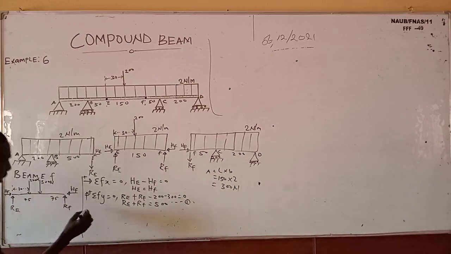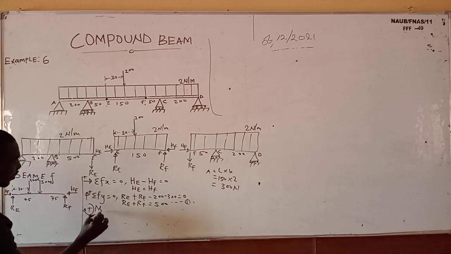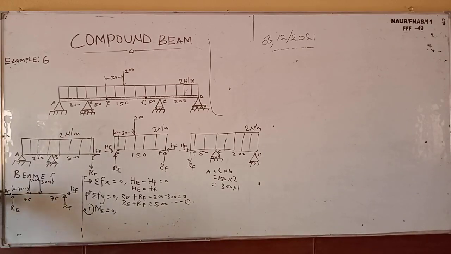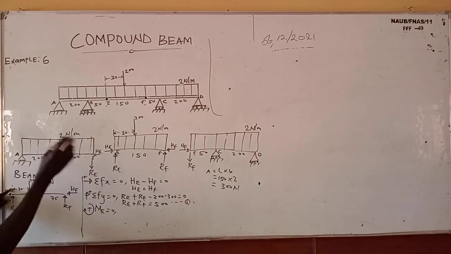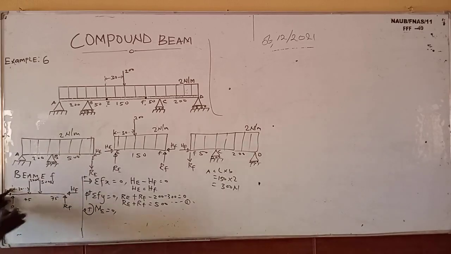So the next thing is to take my moment. I'm going to take my moment about point E. Taking clockwise moment about point E equals 0. So this is where I'm going to put my hand, then I'll be left with how many forces? 1, 2, 3. Don't forget that a downward force will give me a positive moment, while this upward force will give me an anticlockwise moment. But a downward force will give us a clockwise moment, which is in alignment with this. It's going like this, so it is positive.